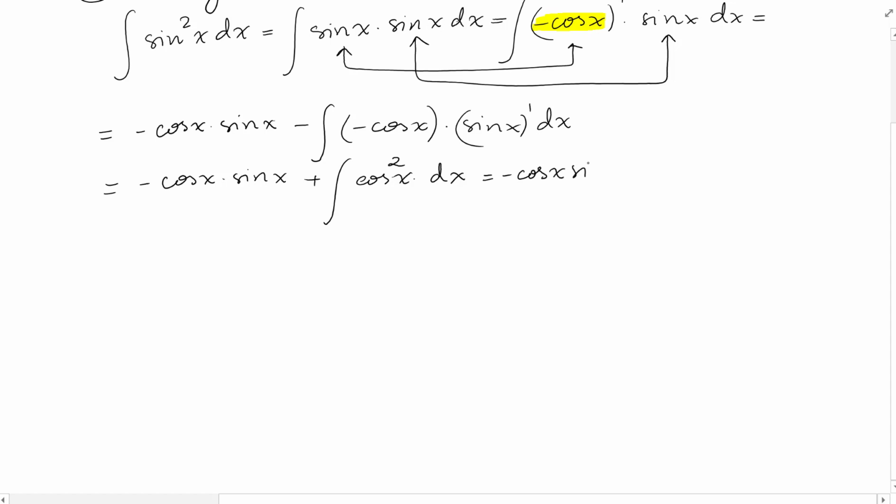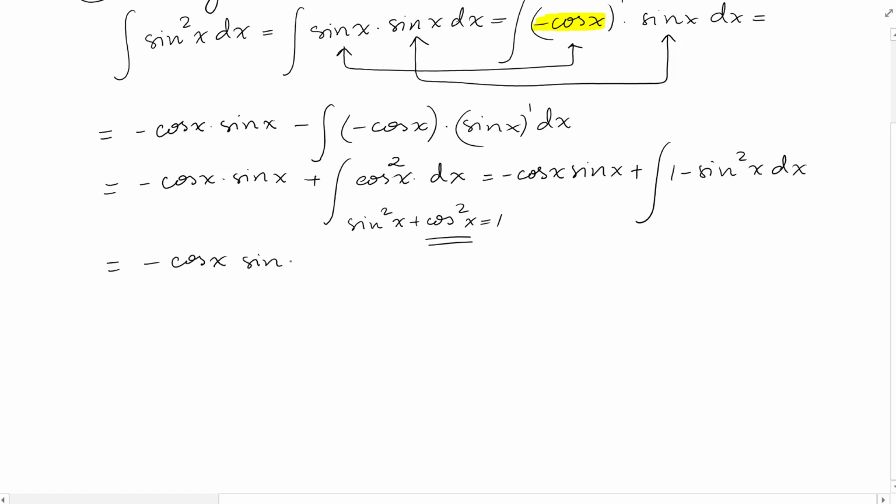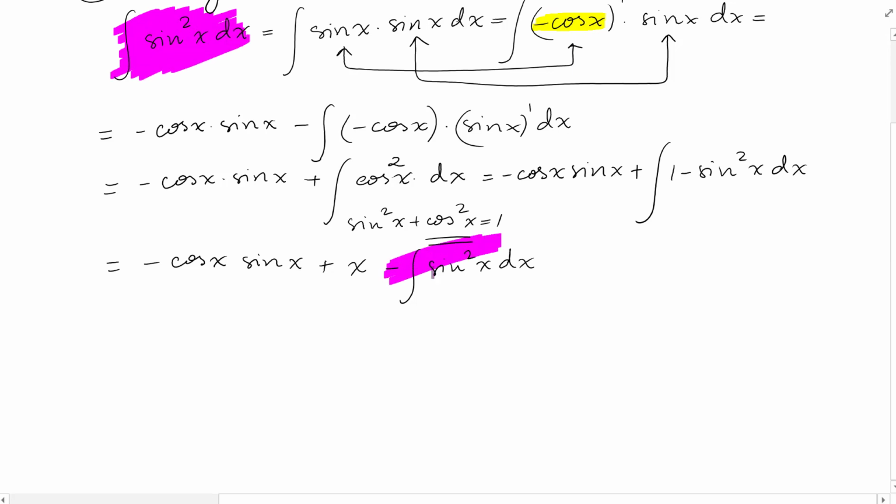Which equals negative cosine of x sine of x plus, we know that sine squared of x plus cosine squared of x equals 1. So if we want to solve for cosine squared of x, we get 1 minus sine squared of x dx. So we separate the integral into the integral of 1 dx, which is x, minus the integral of sine squared of x dx. What do we notice? We notice that our original integral was obtained here as well.